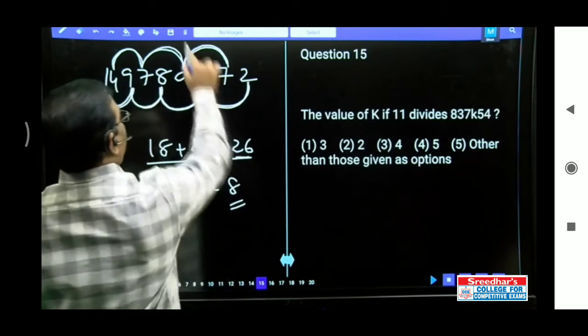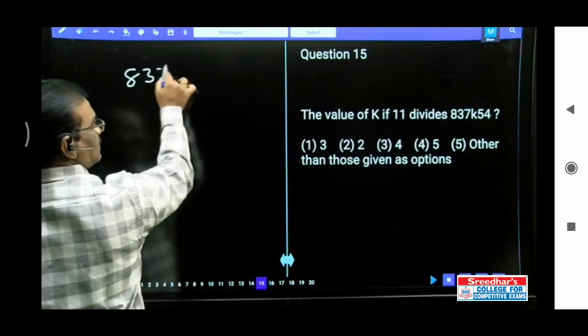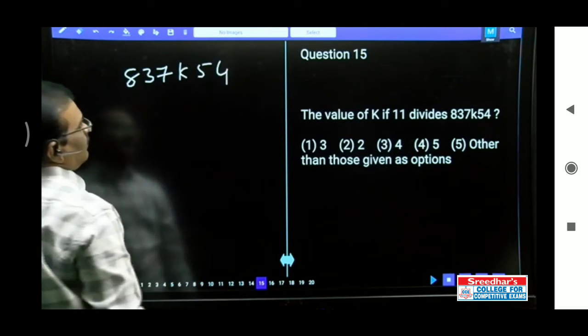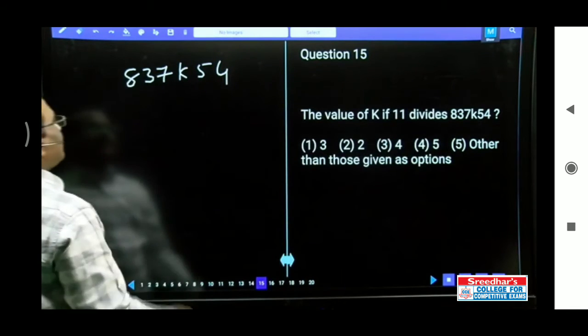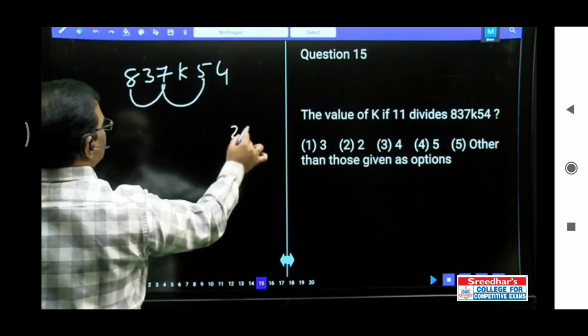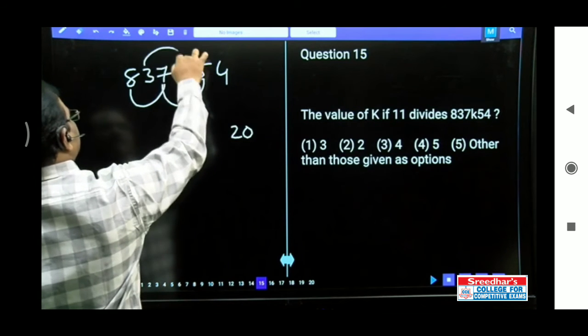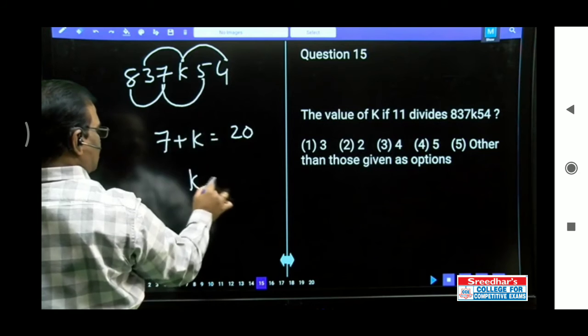Next 15. The value of k if 11 divides, again 11 condition, 8 3 7 k 5 4. If that number is exactly divisible by 11, then what is the value of k? Again, 8 plus 7 15, 15 plus 5 20. Alternate 20. Very good. Another alternate 3 plus k, 3 plus k plus 4, 7 plus k. 7 plus k is equal to 20 and k is equal to 13.